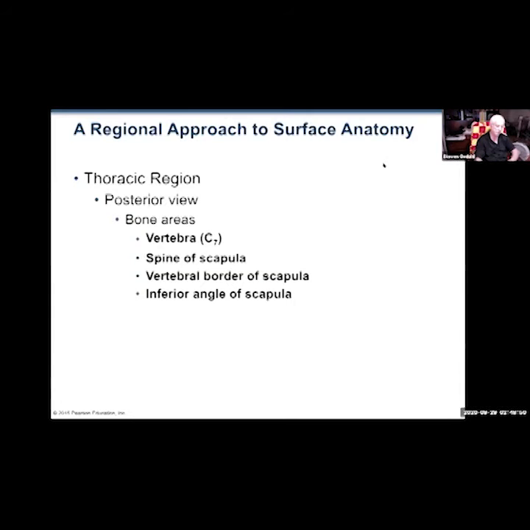Oops, what did I do? There we go. Thoracic region. Okay. The bones of the thoracic region are vertebrae C7, and that's the end of the cervical vertebrae. That's where the thoracic, the T1, starts right after C7. You have the spine of the scapula that you can feel, the vertebral border of the scapula, and the inferior angle of the scapula, which are all palpation points.